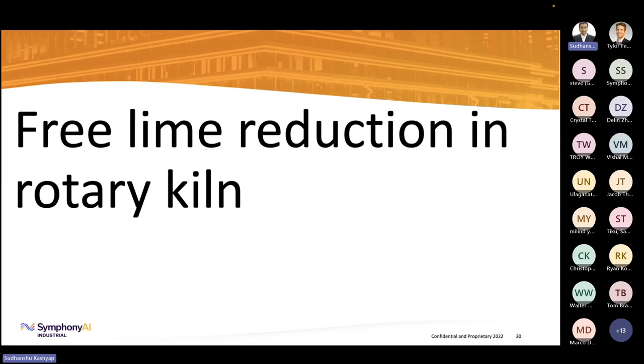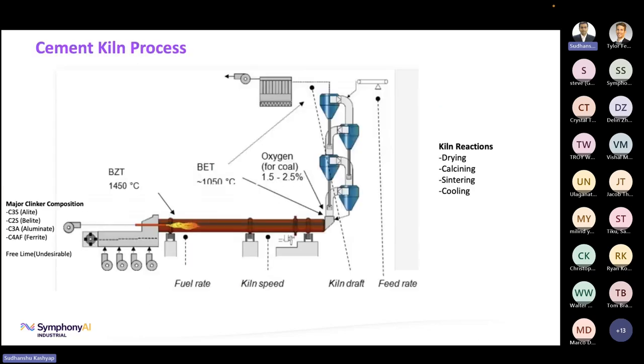So this is about our first use case, and now we can get into the second use case, which is free lime reduction in a rotary kiln, and this is pertaining to the cement industry. And if you are from the cement industry, you might already know that the kiln is being used to give raw material to clinker formation. And there are again many reactions that happen, starting with drying, calcination, sintering, cooling.